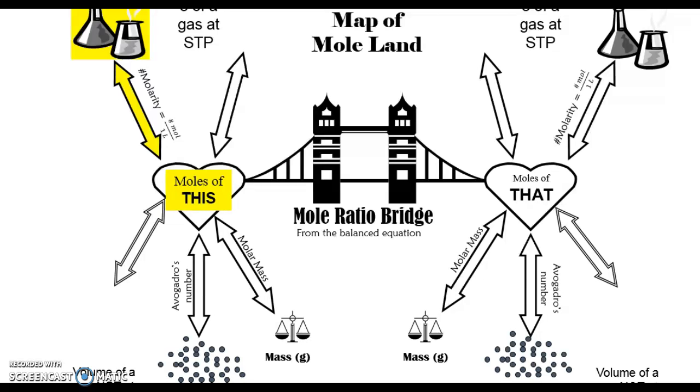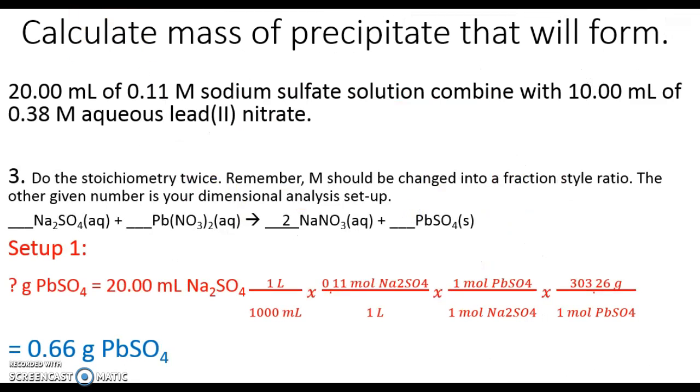the reactant. Then, using the balanced chemical equation, I can cross the mole ratio bridge to find moles of the product, which will be my lead sulfate precipitate. And then I can use the molar mass of that product to solve for the grams of the precipitate. So the highlighted pathway is the pathway I'm taking to solve each one of my dimensional analysis setups. So here's the first one.